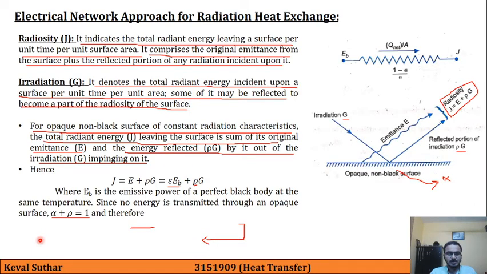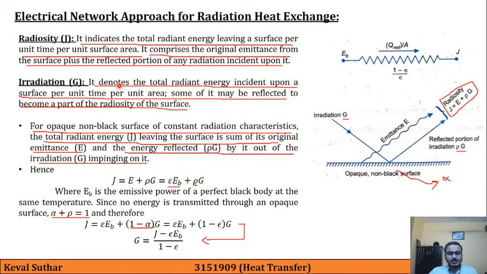Our next theory was the electrical network approach for radiation heat exchange. We defined two terms, radiosity and irradiation. Here radiosity is defined as the total radiant energy leaving a surface per unit time per unit surface area, and it comprises of two things. First is original emittance from the surface, that is this curvy arrow, plus the reflected portion of any radiation incident upon it, that is this portion.